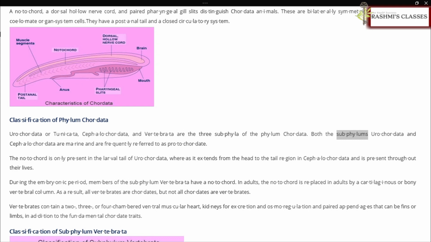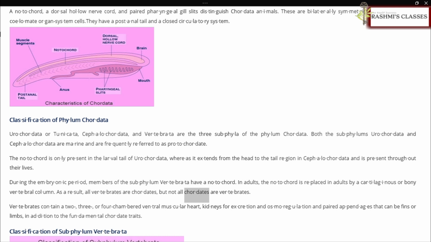Both the subphyla Urochordata and Cephalochordata are marine and are frequently referred to as protochordates. The notochord is only present in the larval tail of Urochordata, whereas it extends from the head to the tail region in Cephalochordata and is present throughout their lives. During the embryonic period, members of the subphylum Vertebrata have a notochord. In adults, the notochord is replaced by a cartilaginous or bony vertebral column. As a result, all vertebrates are chordates, but not all chordates are vertebrates.